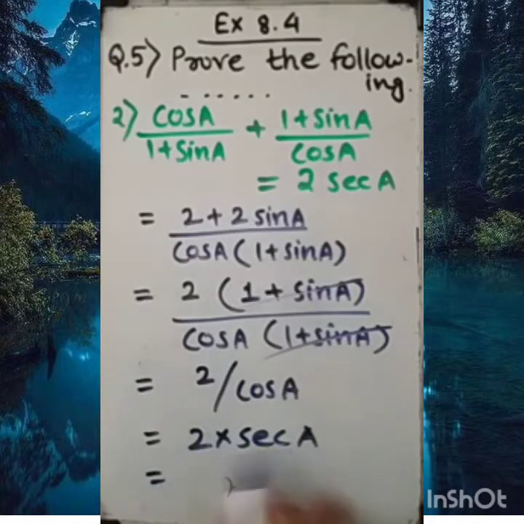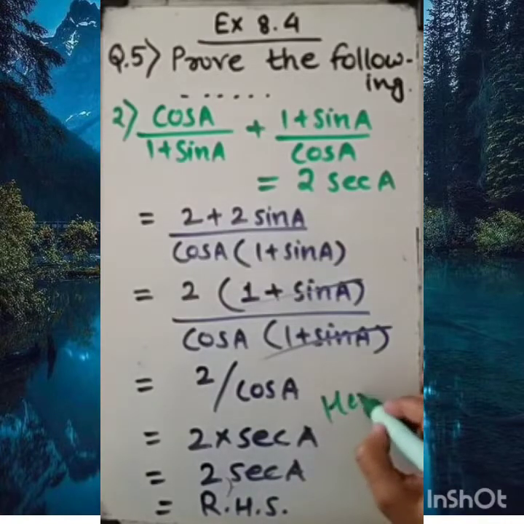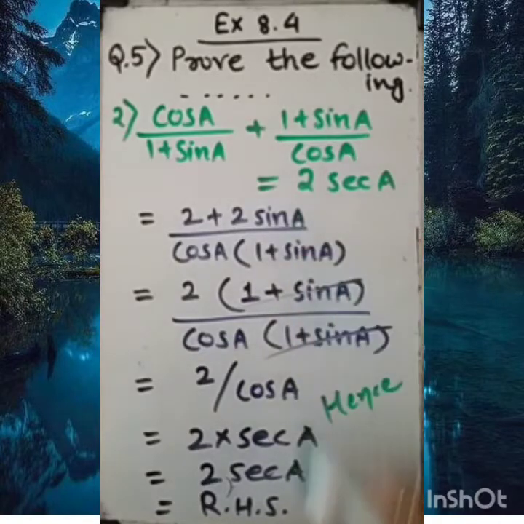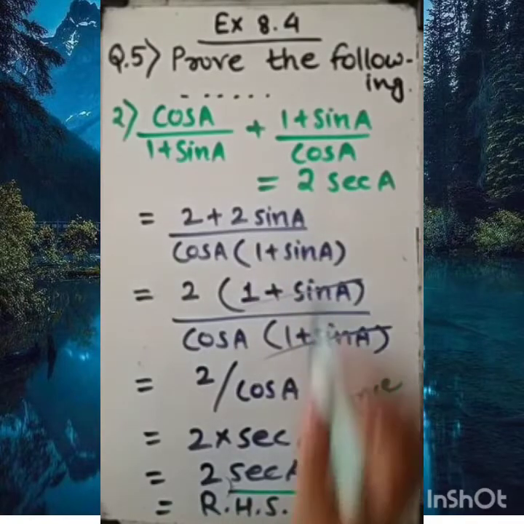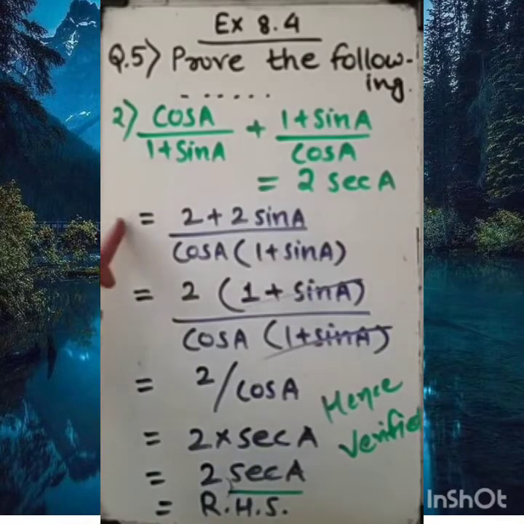The product of 2 into sec A will be 2 sec A, which is equal to RHS. This is a required verification. So we need to mention hence verified. That is 2 sec A, which we have to prove. It is similar as with this. So hence verified, or proved also you can mention, no matter. And all the way try to write all the equal to in a sequence. This is the technique actually.